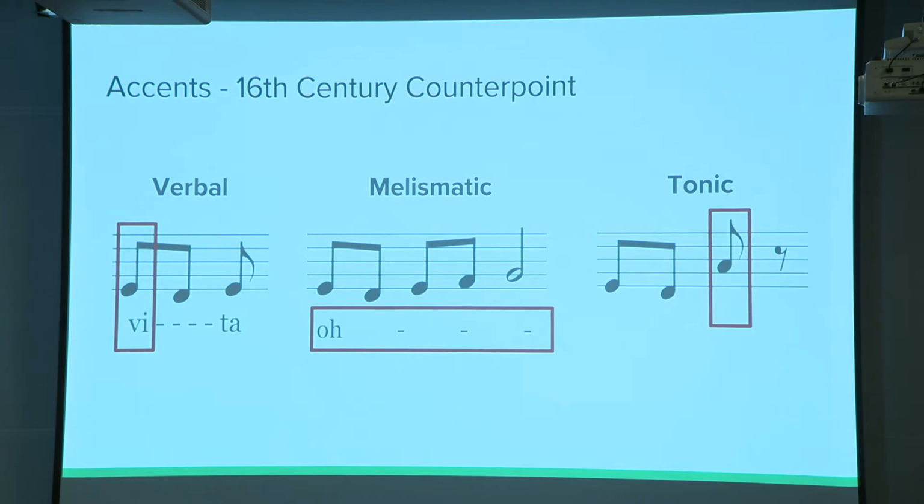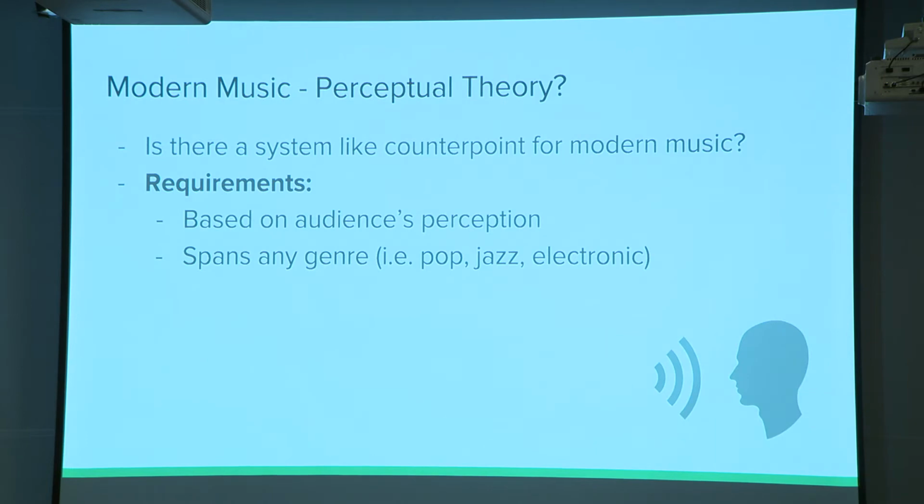These are pretty simple concepts, but they impacted me a lot because they're more about the listener and less about how we construct music. So I asked myself this question: is there a model that has to do with the perception of modern music? The requirements for that model would be that it's based on the audience's perception of the music, and that this model can span any genre, from new age electronic music to classical music.